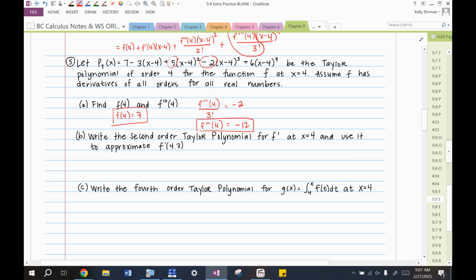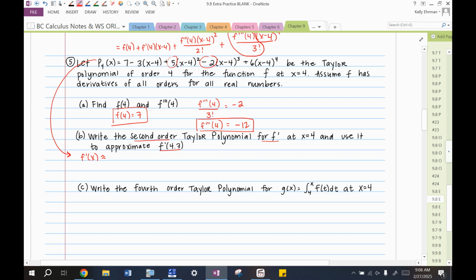All right, write the second order Taylor polynomial for f prime at 4 and use it to approximate f prime of 4.3. So again, use the fourth order polynomial they gave you. We're not trying to write a series with a sigma or anything like that. We're just trying to say, okay, f prime of x is about equal to second order, because there are no zero terms, I should say. There are no zero terms. So we just stop when we get to a degree 2.